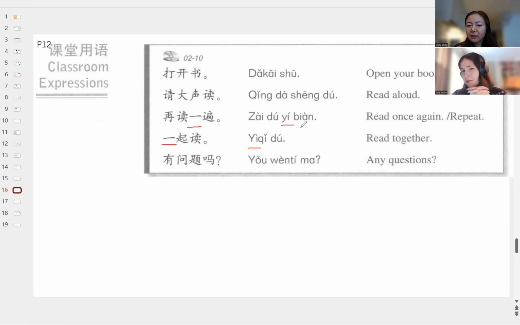一. What do you notice? The tone is different. We normally say 一 is the first tone, right? 一杯茶, 一杯咖啡, 一 is the flat tone. 一二三四. 再读一遍, 一遍, going to the second tone. 一次, one time, also going up. And then 一起 is the fourth tone. 一起去看电影吧, 一起走吧. So this 一 has three different kinds of pronunciations. Okay. Then we continue on.